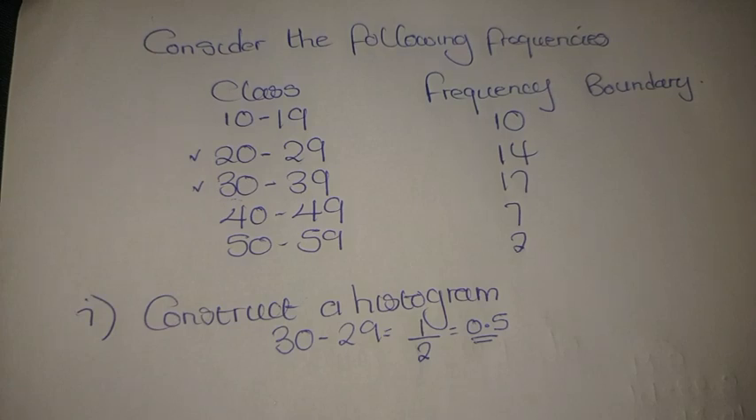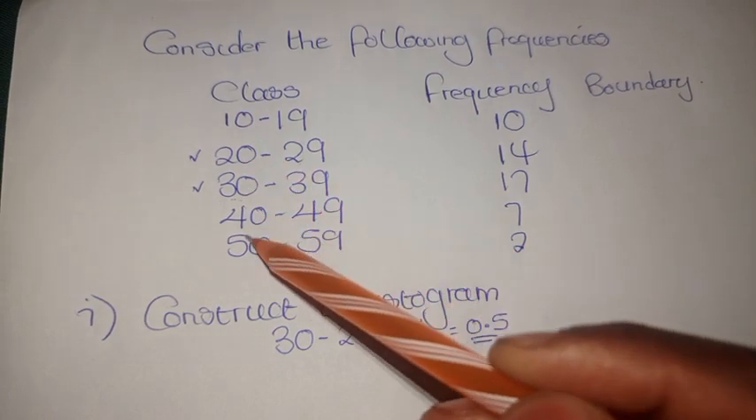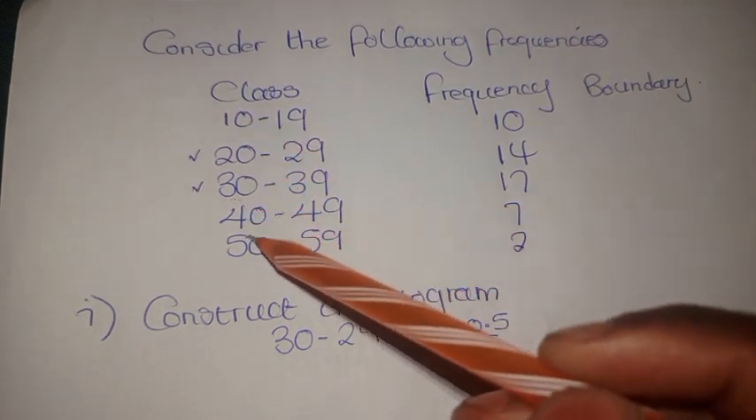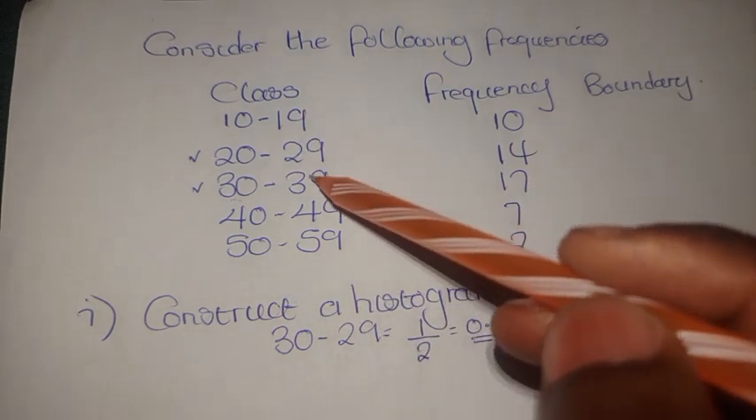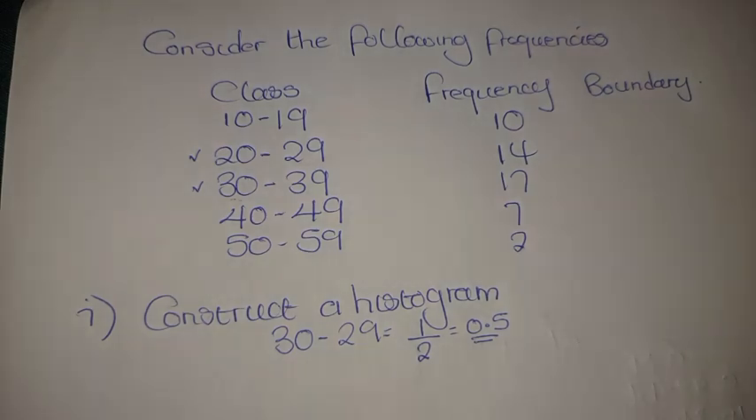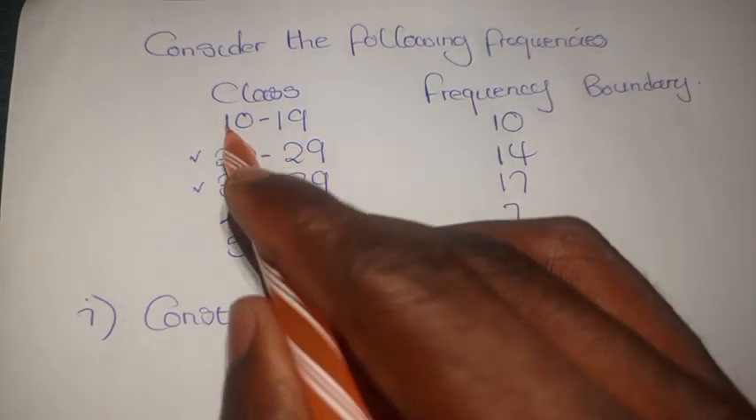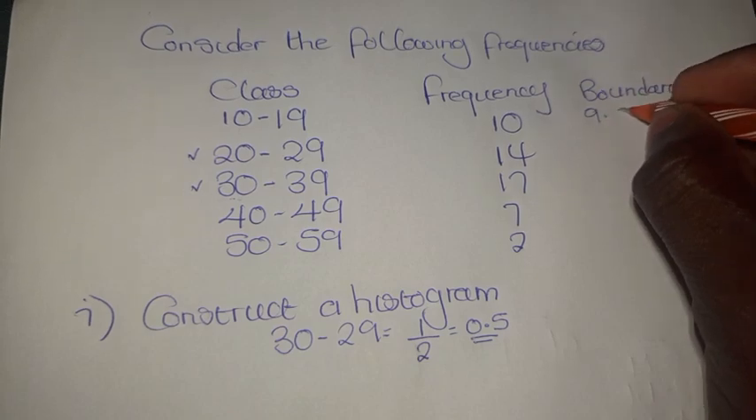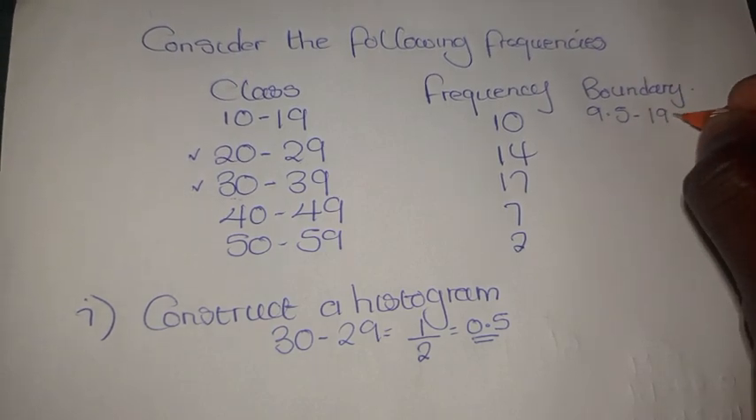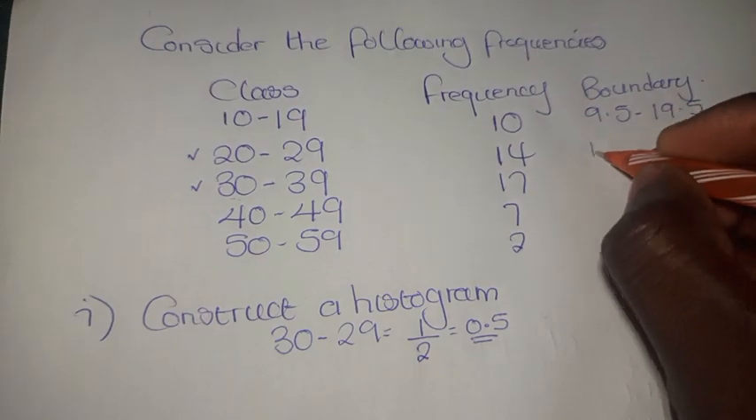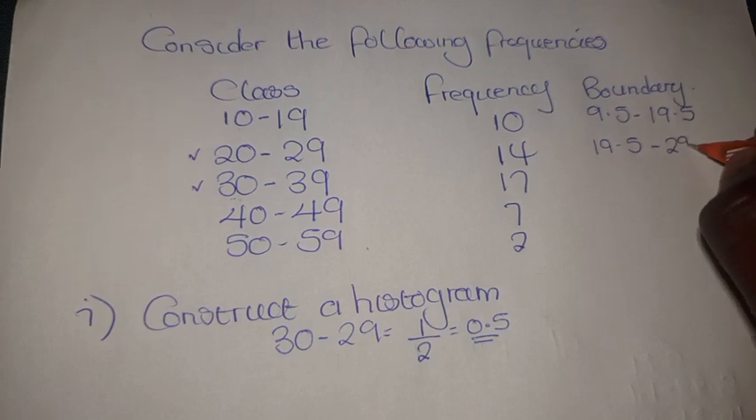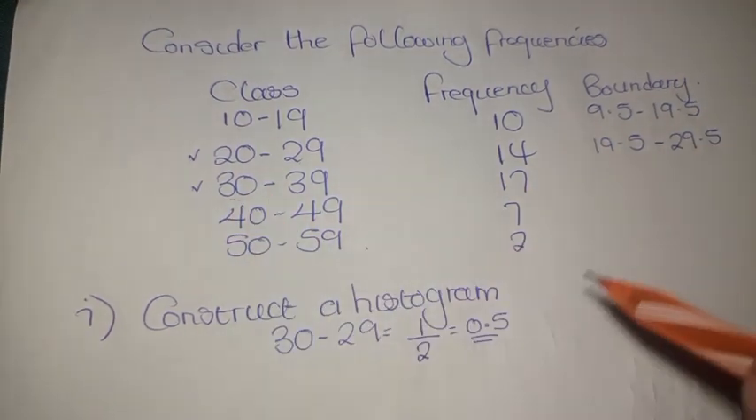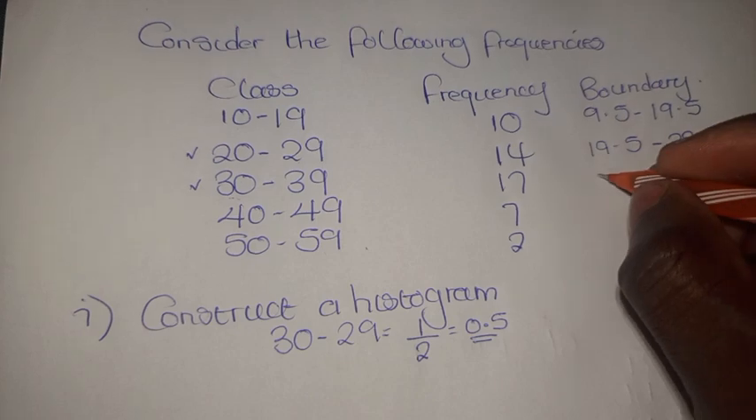To fill up the boundary column, you will subtract 0.5 from the lower boundary of each and every class that we have been given, and you will add 0.5 to the upper boundary of each and every class. So 10 minus 0.5 is 9.5 to 19.5. Here we have 19.5. 0.5 plus 29 is 29.5. 30 minus 0.5 is 29.5.